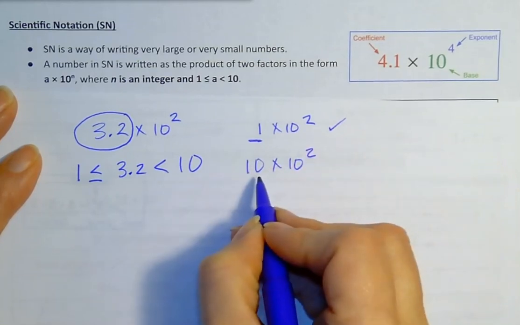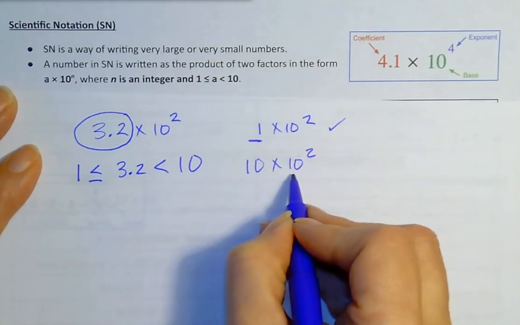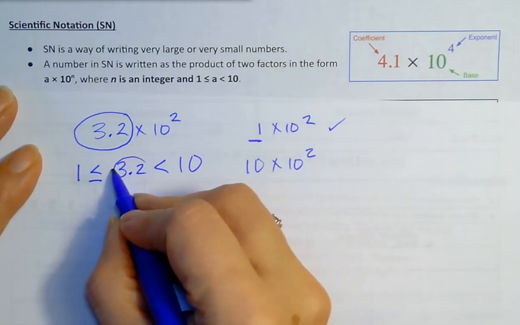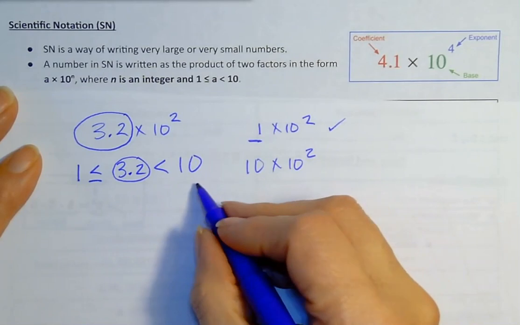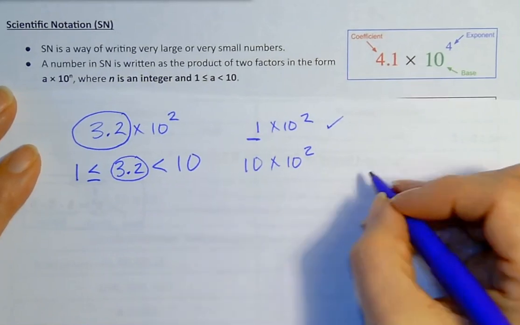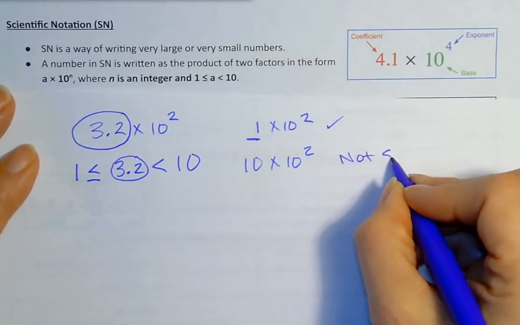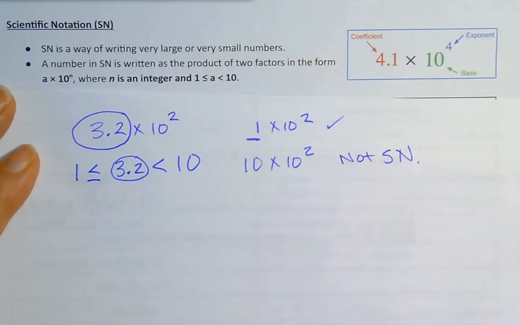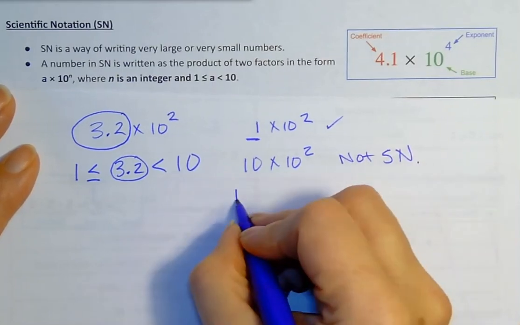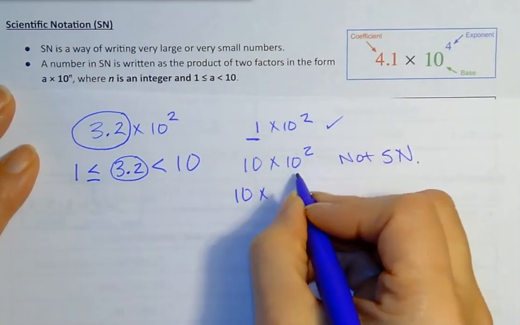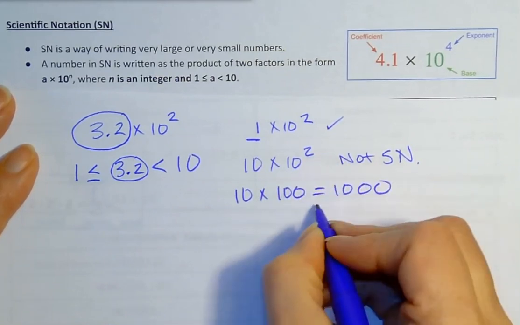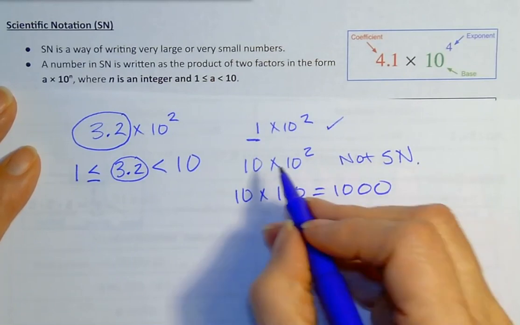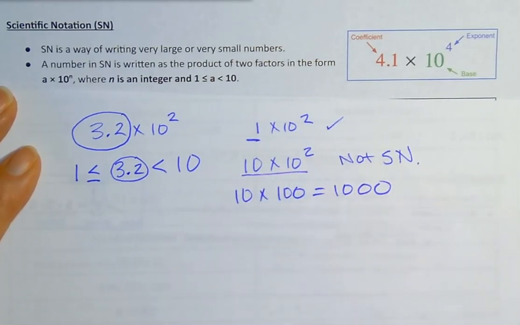That's not scientific notation. I can't say 10 times 10 squared because my factor number in the middle here has to be in between 1 and 10, but it can't actually equal 10. So this is not scientific notation, but it is a number we can do, right? We know 10 times 10 squared, well 10 squared is 100. So we know that it has a numerical value that we can figure out. It's just that it was not written in scientific notation.